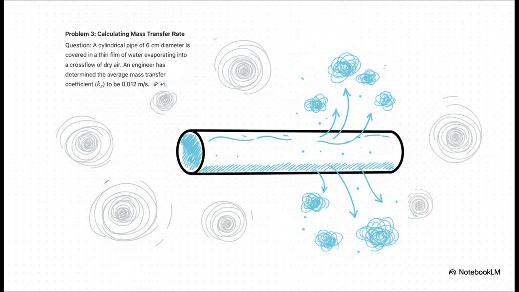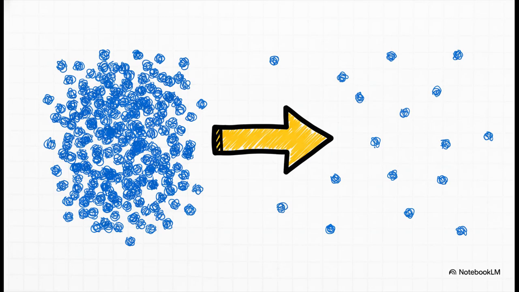Put on your engineer hat for a second. Your job is to figure out exactly how fast water is evaporating from this pipe into the air. We need to find the rate of transfer. So piece number one of this puzzle is what we call the driving force. You can just think of it as the push. The more water there is on the pipe's surface compared to the air around it, the harder it wants to get out of there. It's just itching to escape the crowd.